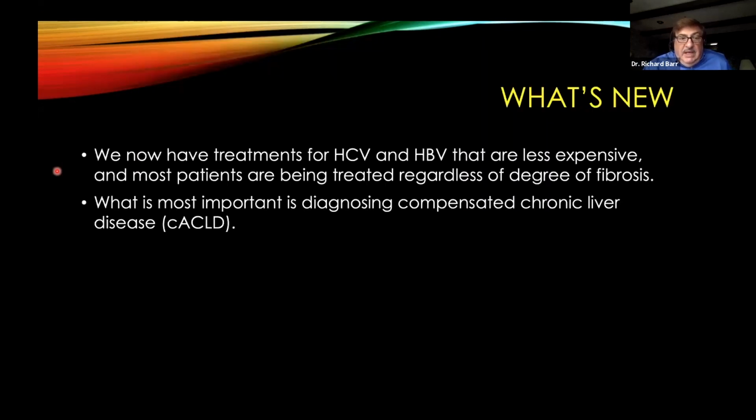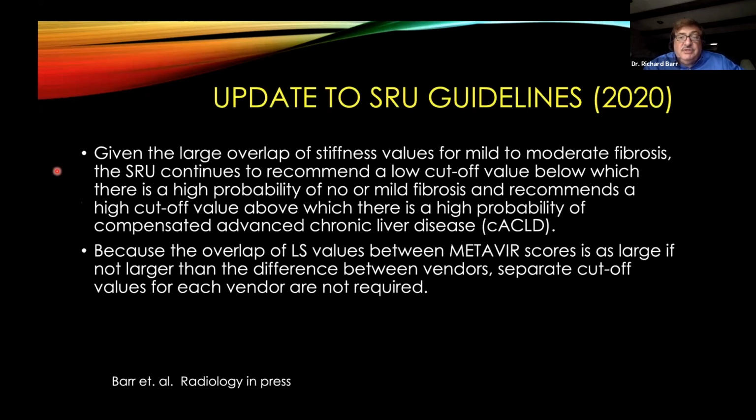So what's happened? We now have excellent treatments for hepatitis C and hepatitis B that are less expensive, and most of the world is just treating these patients regardless of the degree of fibrosis. So in the past, at least in the United States, we were doing a lot of fibrosis scanning to determine the level of fibrosis, because patients would not be treated until they reached some level of fibrosis. For the most part, that is no longer happening. Anyone that has hepatitis C is getting treated. Anyone that has hepatitis B is put on treatment also. So what's now really important is the diagnosing of compensated chronic liver disease, because that flags to us those patients that are at risk for complications.